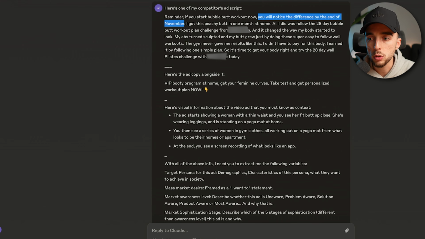Now, all I did was follow the 28-day bubble butt workout plan challenge from Better Me, and it changed the way my body started to look. My abs turned sculpted and my butt grew just by doing these super easy to follow wall workouts. The gym never gave me results like this. I didn't have to pay for this body. I earned it by following one simple plan.